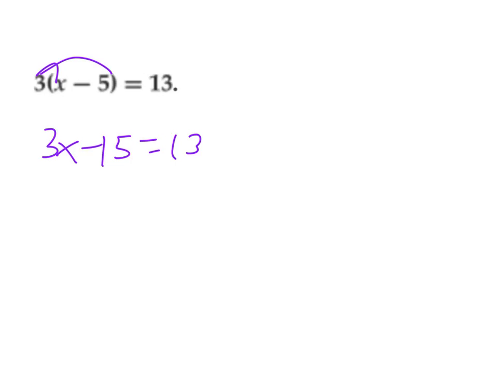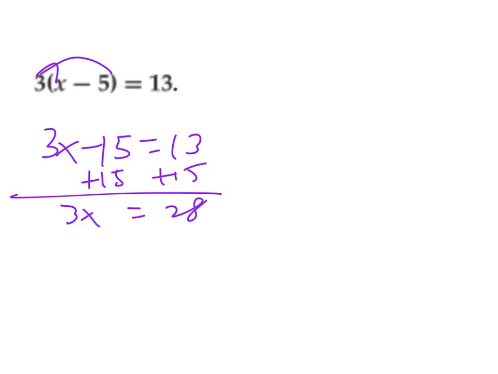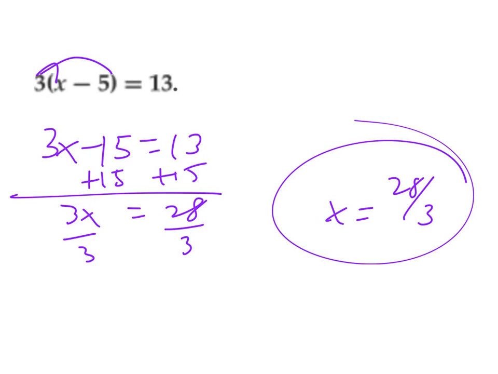And at this point now it's easy, right? The x is already by itself. I got to move the 15. How do I do that? Add it. Okay. So I've got 3x equals 28. Then what? X equals 28/3. If you want to convert it, you can. You don't have to. Okay? How many had it? Good job.